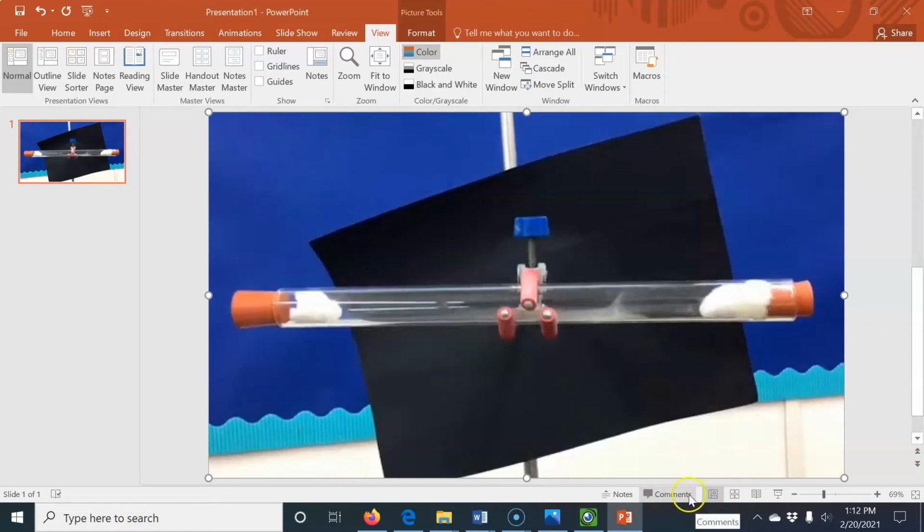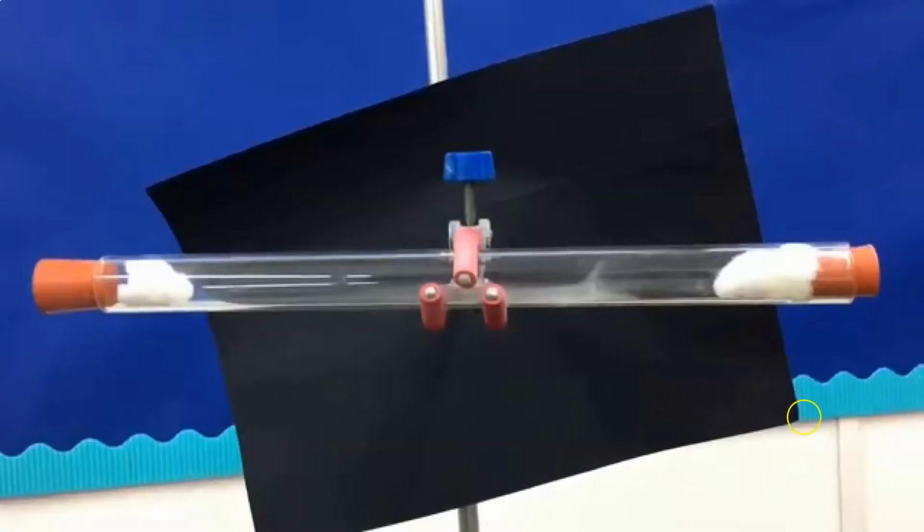And there it is. Do you see the white powder that's being formed? It's not in the middle. It's closer to the cotton ball on the right. My question here is, which cotton ball has HCl and which cotton ball has NH3?